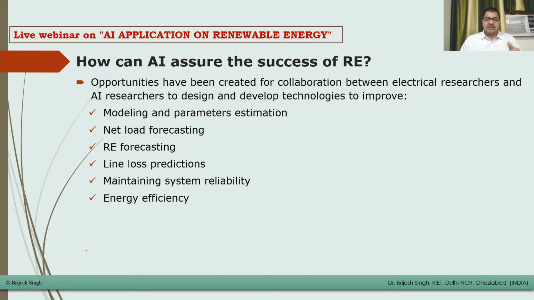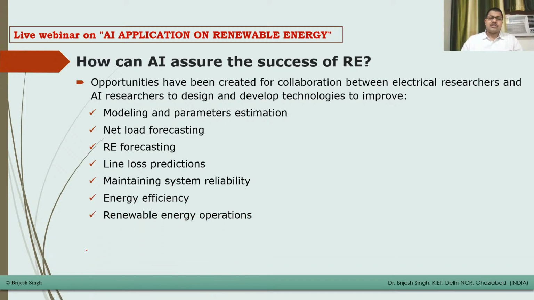So if you are optimally utilizing the power and energy given by the renewable energy resources, then we can say that the system is working efficiently. So energy efficiency is also assured by the AI system.